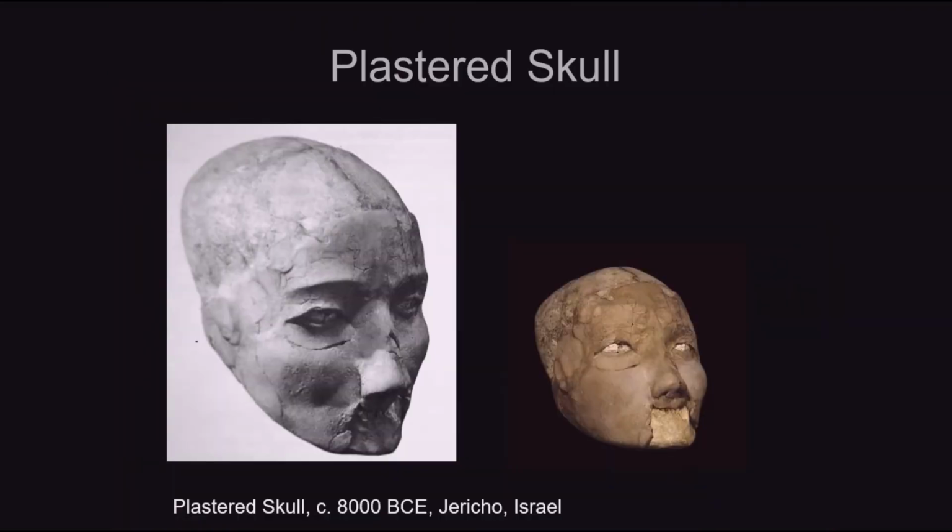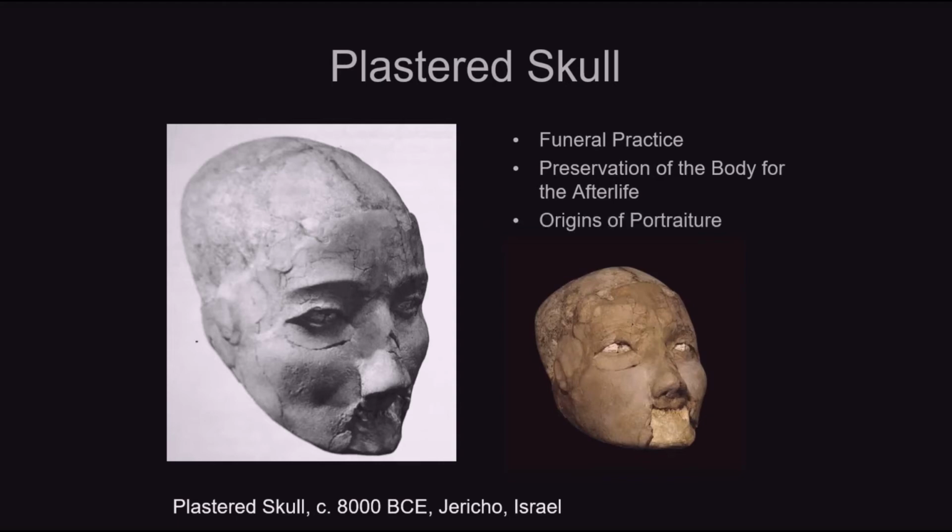We also find these plastered skulls. I mentioned these in the last class, talking about how they represent this transition towards portraiture. These are human skulls, and again, this is an attempt to preserve the body. The preservation of the body for the afterlife is a major fixation for a lot of these cultures, right through the Neolithic and onward. And this is also where we get the origins of portraiture.